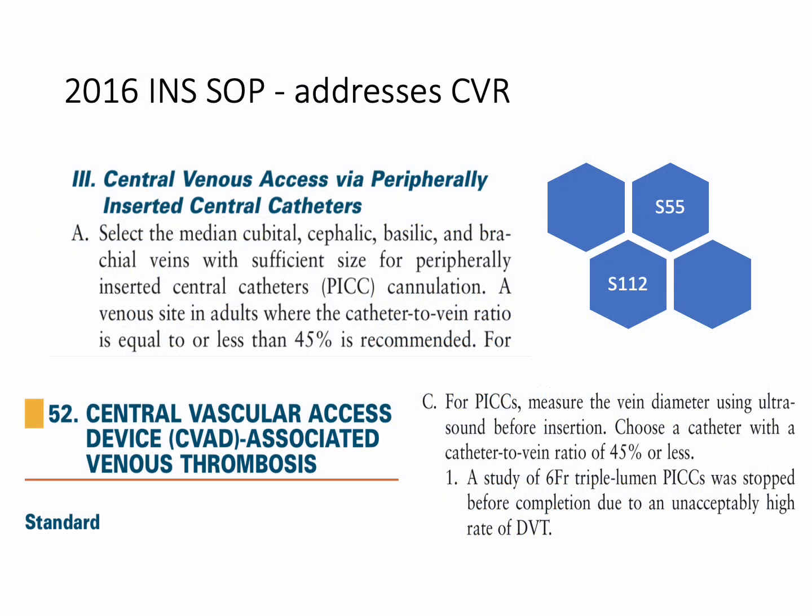Catheter vessel ratio was finally addressed in the 2016 INS Standards of Practice, and their recommendation at the time was to use a catheter vein ratio of equal or less than 45% in adults. However, this statement was based upon one study of a small number of patients, less than 100, of healthy volunteers, which doesn't necessarily represent the majority of our patient populations.